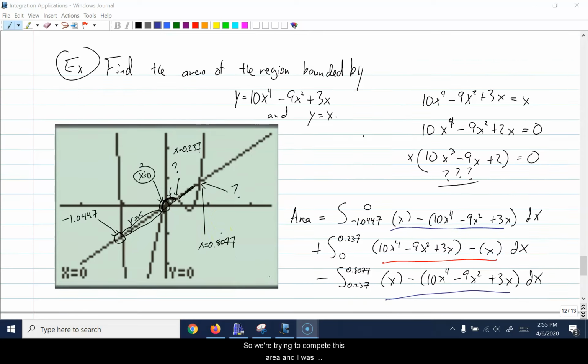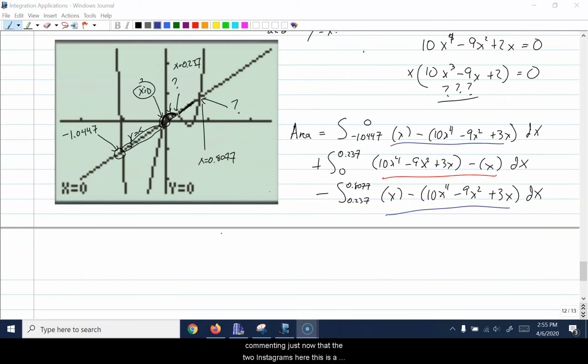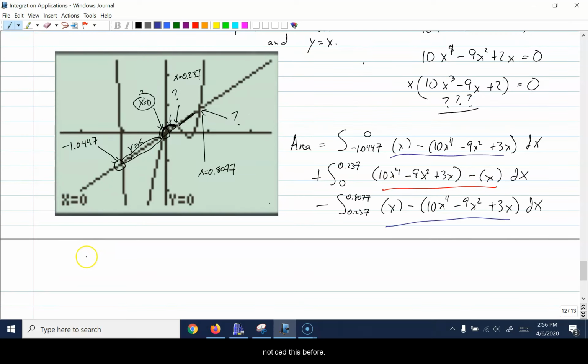So we're trying to compute this area, and I was commenting just now that the two integrands here, this is a minus b, and the other one is b minus a. If you haven't noticed this before, I don't know the class where they tell you this fact. A minus b is the opposite of b minus a. If you distribute a minus into here, you get negative b and positive a, which is a minus b. So these two functions are the same function off by a minus sign. When I integrate them, I will get the same answer off by a minus sign.